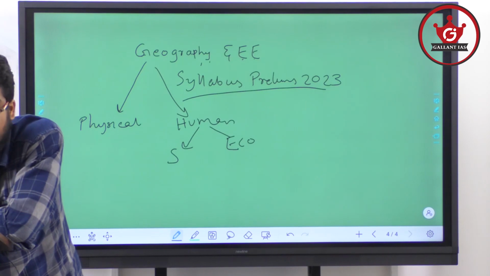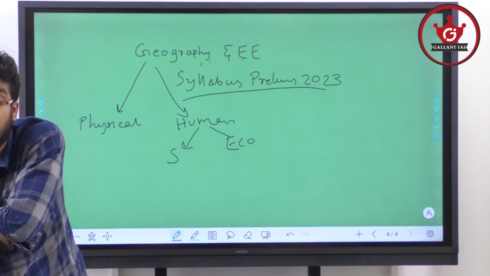Then climatology, then insolation, then heat budget. Everyone should have learned the heat budget, like how much percentage. Then I will link one question with mains. The question will be on climate change: what is its impact on the heat budget? How is the heat budget getting impacted by climate change? The question can be phrased like that.